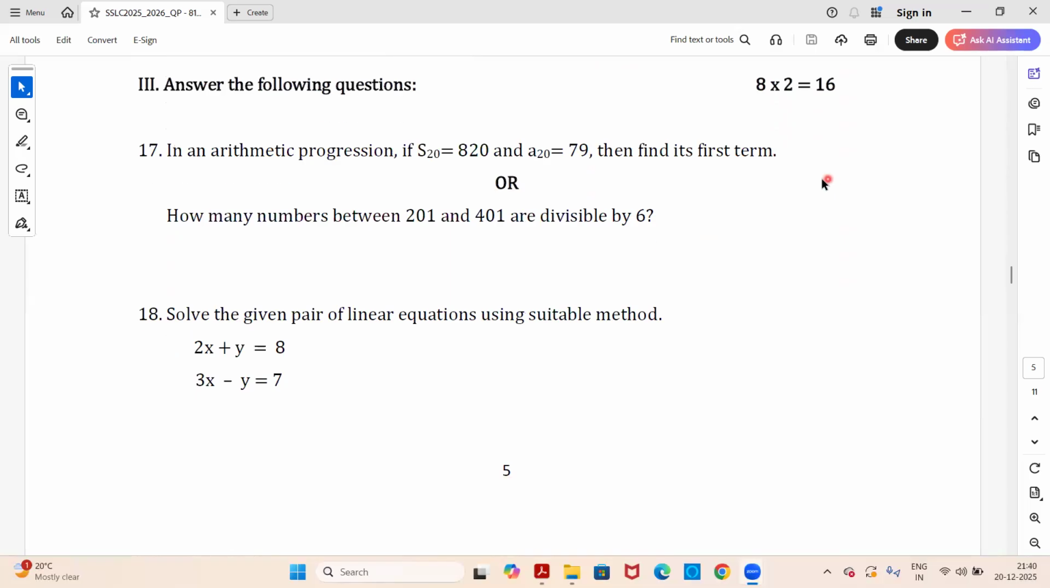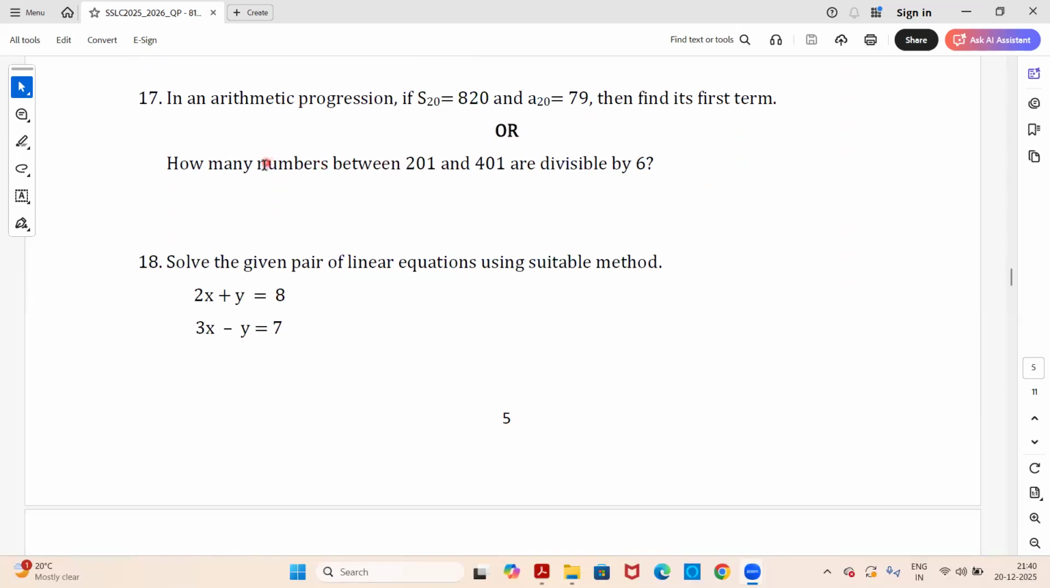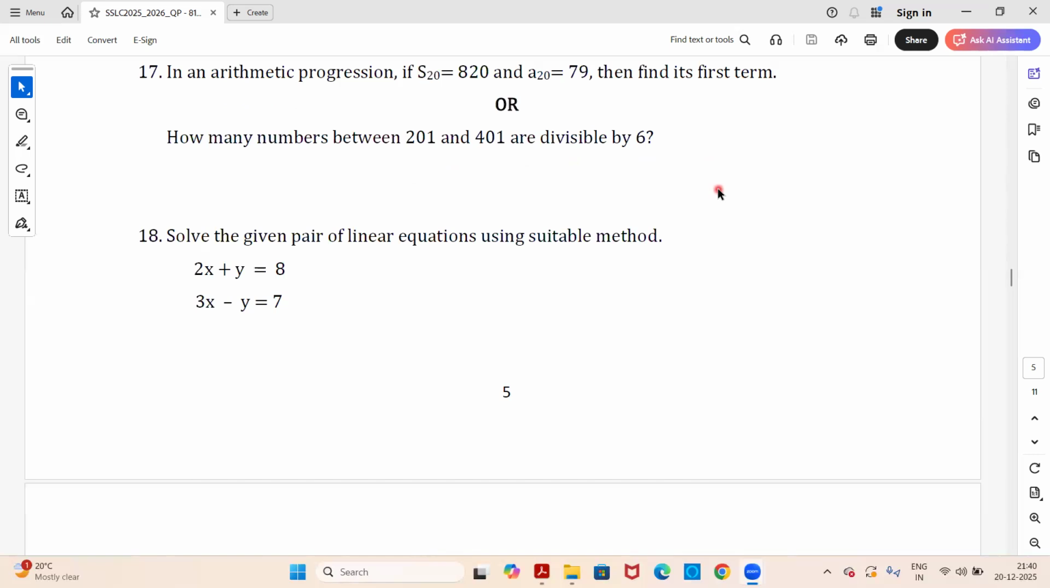Now here you can see some of the options. So question number 17 here has an option. You can do any one. So go through the question properly, very carefully, and just attempt any one which you are very sure about. Do not sit and do both the sums and waste the time. Instead, you just see which one you know well and which you can score well in.